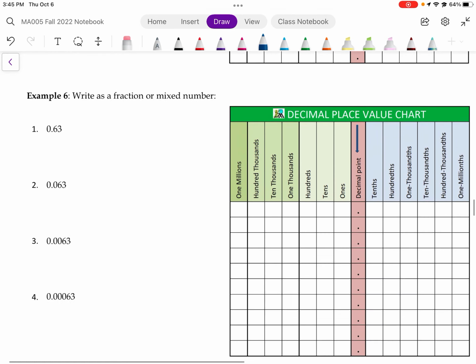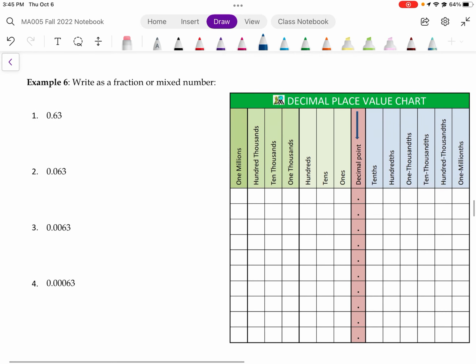All right, so example 6, let's continue on. We're going to write these as a fraction or a mixed number. So you try this one now that I've shown you how to do it. Why don't you pause the video and give it a try.